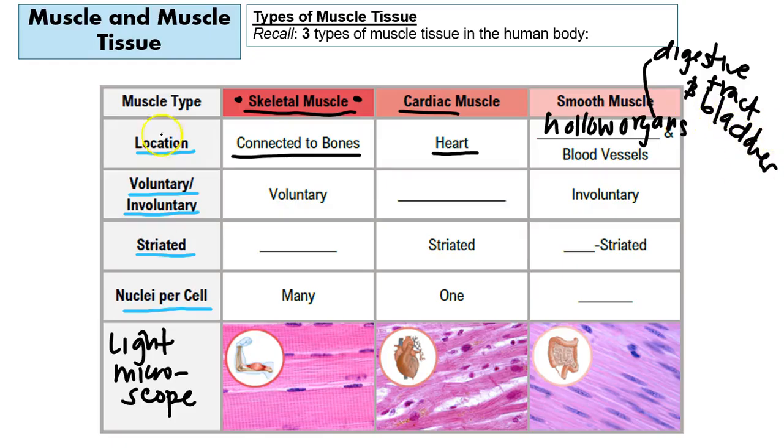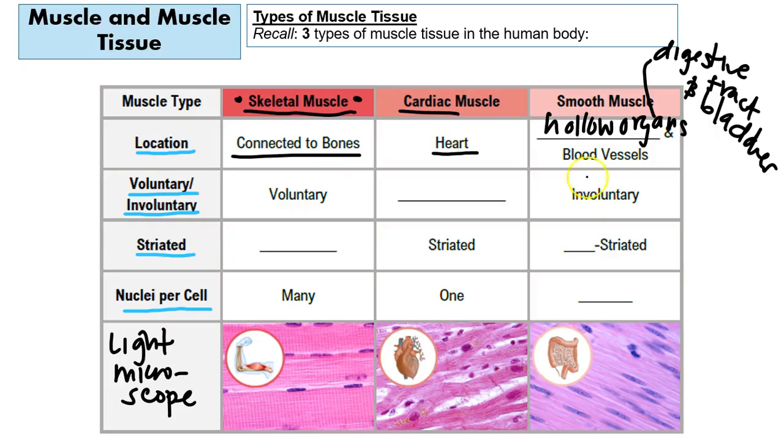Okay? Now let's get into voluntary, involuntary. What are we really asking here? Can you consciously think about contracting these muscles? Well, with skeletal muscle, yes, you can voluntarily say, hey, I'm going to move my bicep, and I'm doing it now, right? That's me voluntarily thinking about it. But when it comes to your cardiac muscle and your smooth muscle, they're involuntary. So you don't want to have to think about it, right?